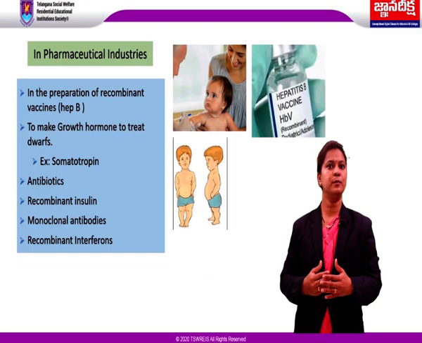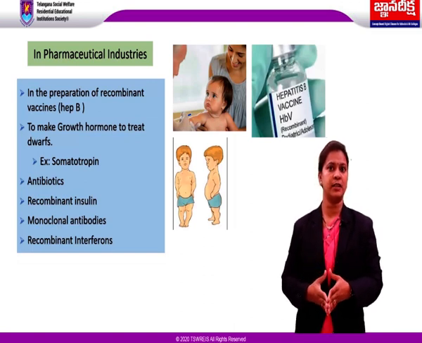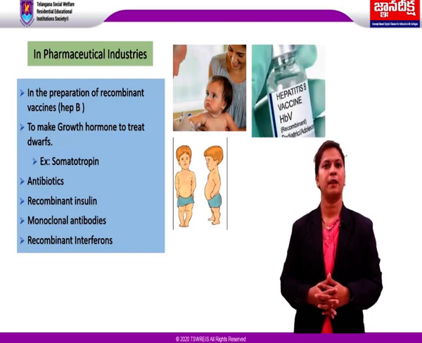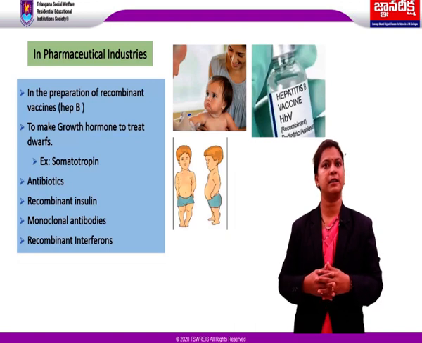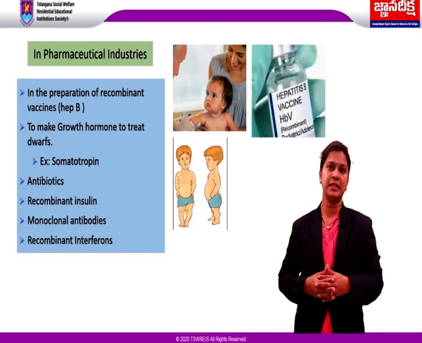To make human growth hormones that stimulate growth and are used to treat dwarfism. Example, somatotropin is a hormone. Antibiotics are one of the biotechnological products. They are naturally produced by fungi to attain advantage over bacterial population. Using this technique, antibiotics are produced on a large scale by manipulating and cultivating fungal cells.